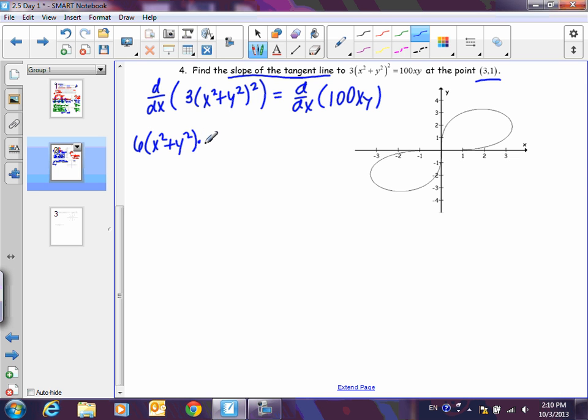All right, times, now we've got to take the derivative of the inside, that x squared plus y squared. What are we saying? 2x plus 2y dy over dx. So there's my dy over dx equals. And then here's the next thing: 100xy.